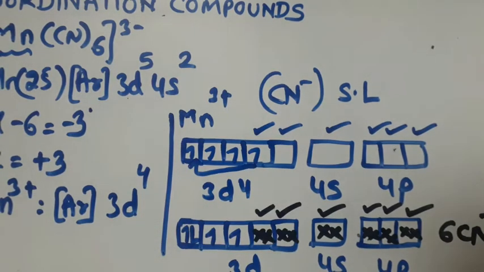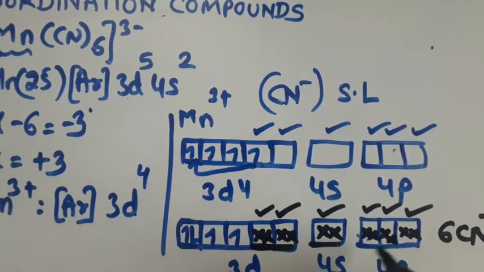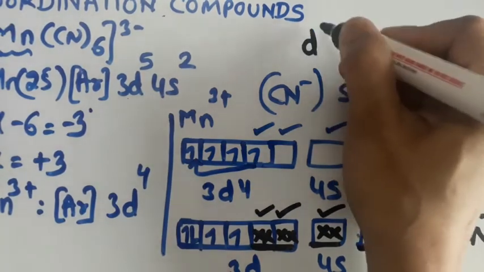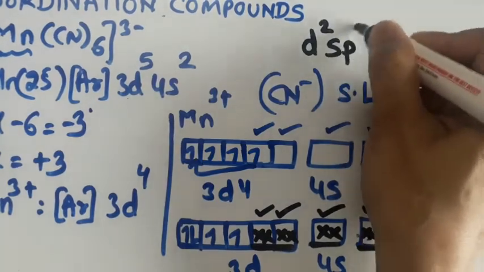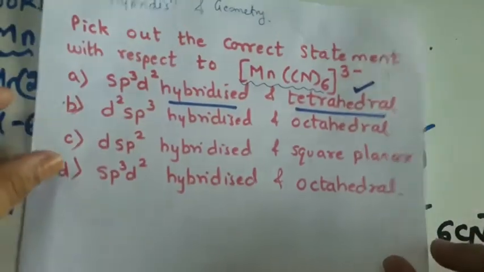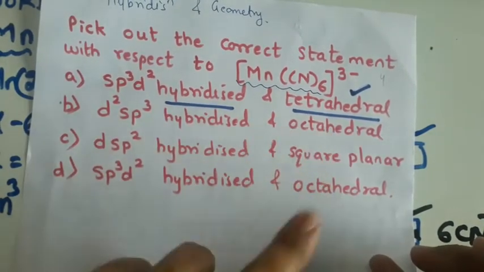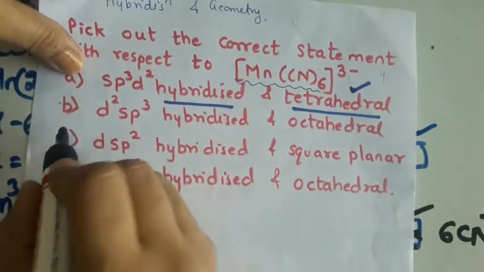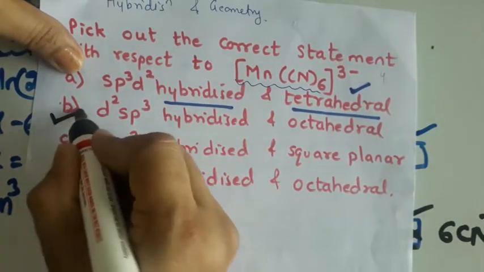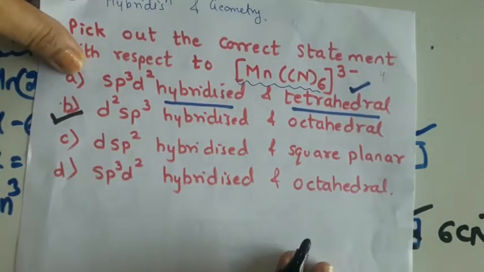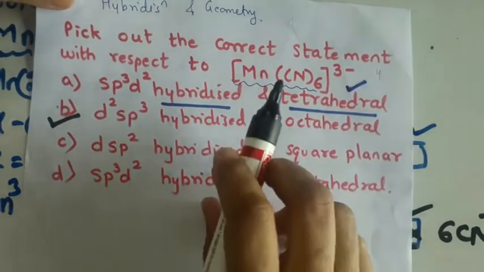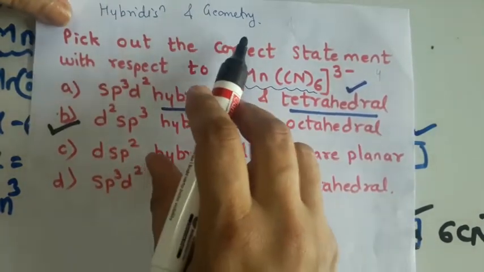So now if you focus on this, what is the hybridization? It is d2sp3. What is the hybridization we have concluded? d2sp3. Have a look at this question now. d2sp3 hybridized, and it is an octahedral compound. Okay, so the correct option which we are having is option B. I hope you have understood this particular question, that the main focus was hybridization and geometry.